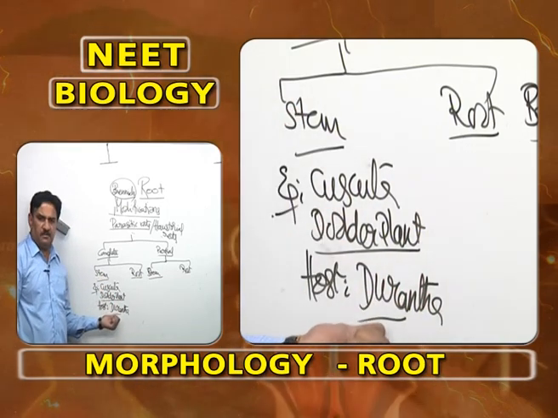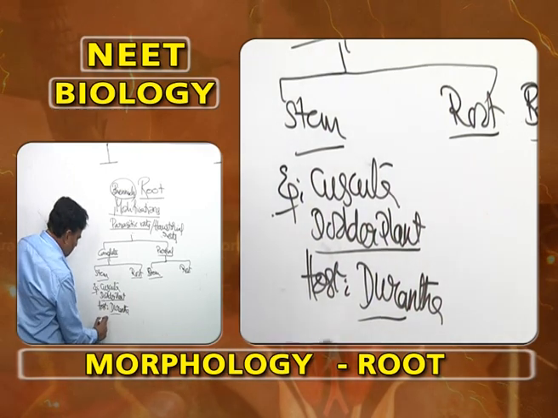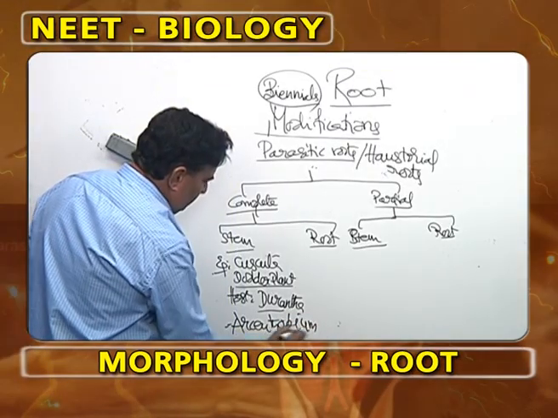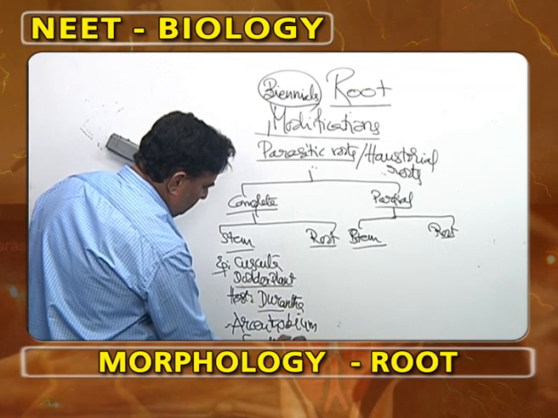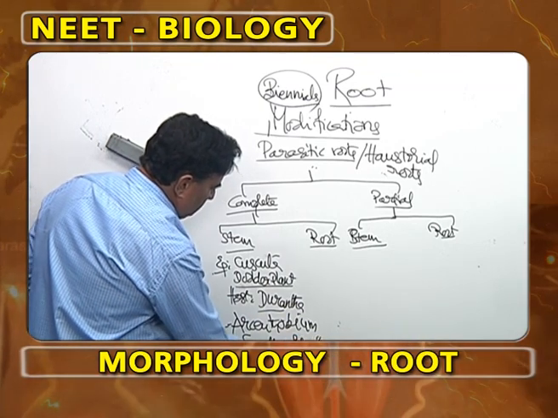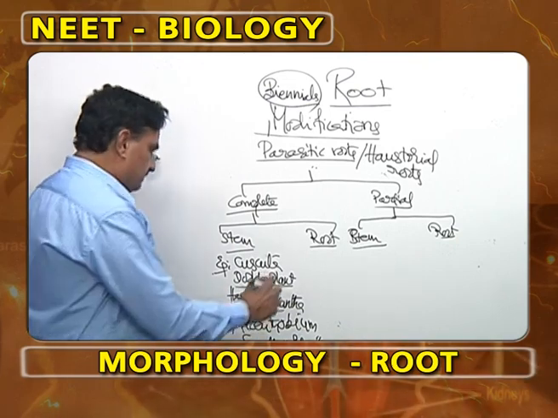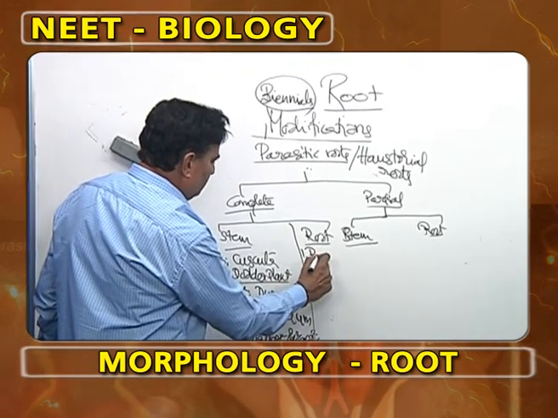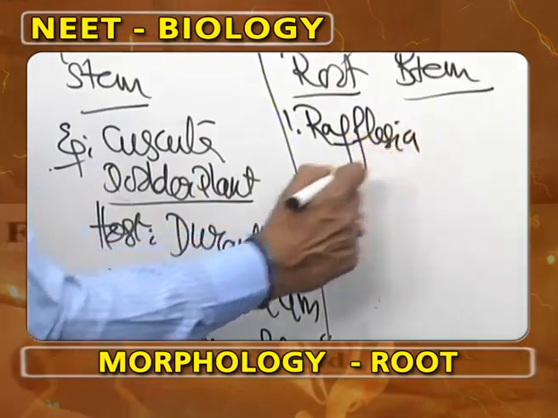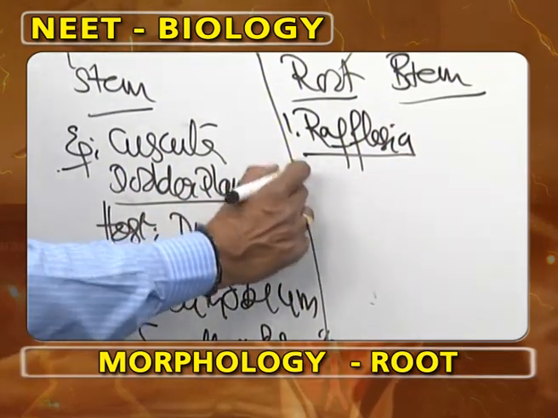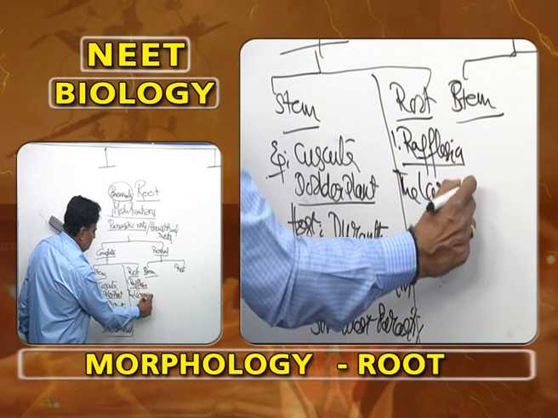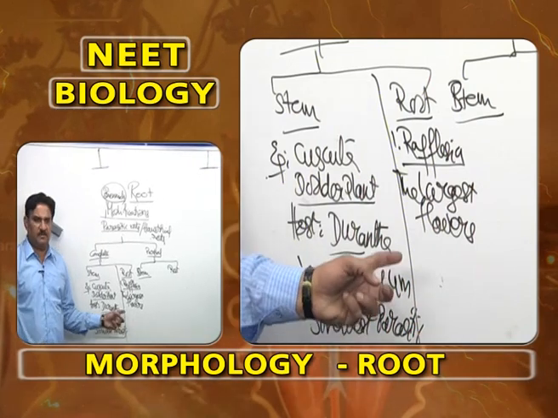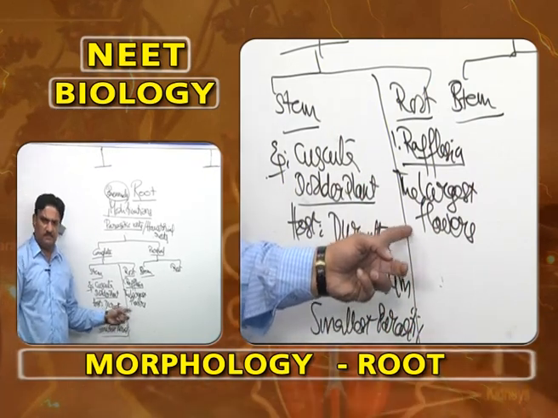It normally grows on a host called Duranta, and there is another complete stem parasite called Arceuthobium. Arceuthobium is regarded as the smallest parasitic plant. Then complete root parasites, the best example is Rafflesia. Rafflesia is a complete root parasite with the largest flowers in the plant kingdom. So you have to remember this. The largest flowers of the plant kingdom are found in Rafflesia.